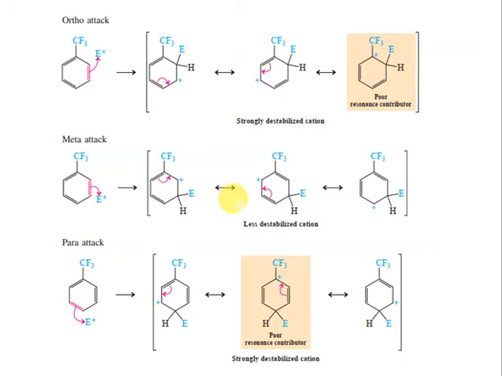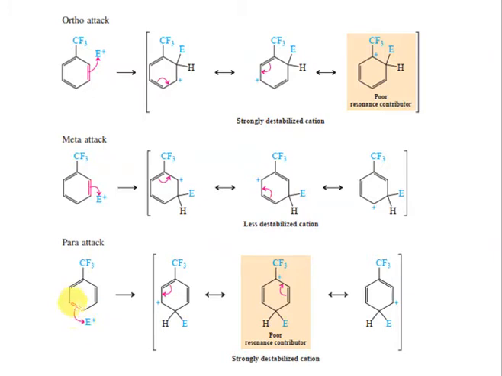So as a result, these carbocations are not much destabilized. These carbocations are not stabilized, but they are less destabilized, right? So the relative stability of the carbocation formed by meta attack is better than the stability of the carbocation formed by ortho attack. Now let's consider the carbocations formed by para attack, right?